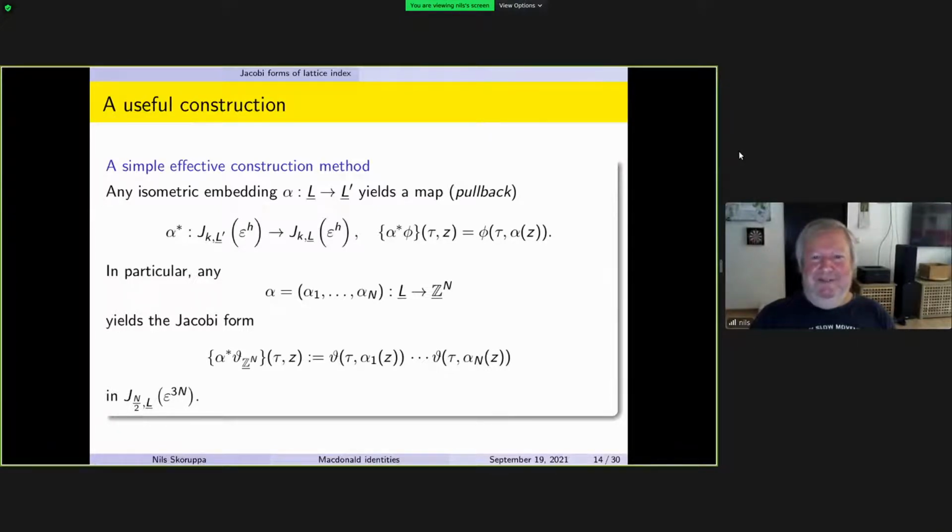So: pullback and this standard theta function associated to Z^n. There are two questions, of course, if you believe me that this simple construction leads to a lot of interesting identities. The first question is, given a lattice L, when can we embed it into Z^n for some n? Is it always possible? How many embeddings are there, and so on? And the other question is, by what power of the eta function can we divide so that we still get a Jacobi form, holomorphic at infinity?